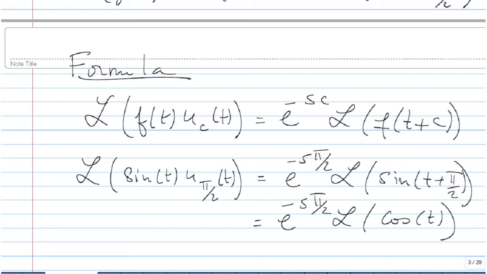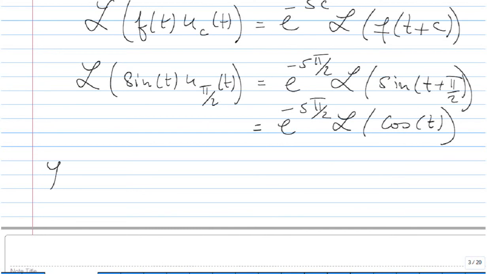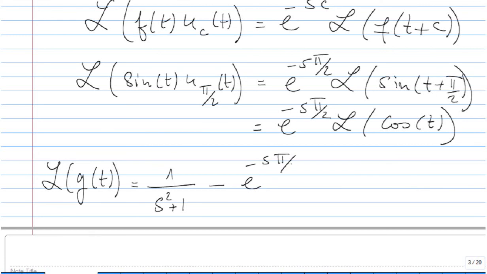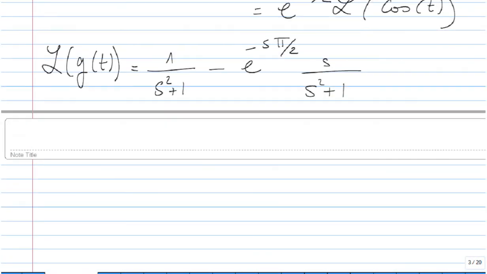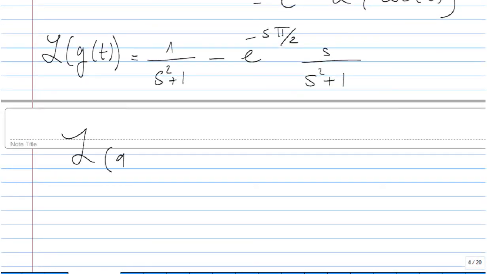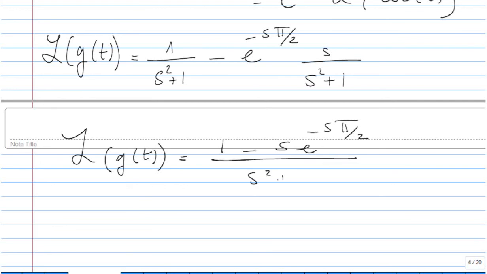So now we get Laplace of g of t equals Laplace of sine of t, which is 1 over s squared plus 1, minus e to the minus s pi over 2 Laplace of cosine of t, which is s over s squared plus 1. So putting all the stuff together, we get Laplace of g of t equals 1 minus s e to the minus s pi over 2, over s squared plus 1.